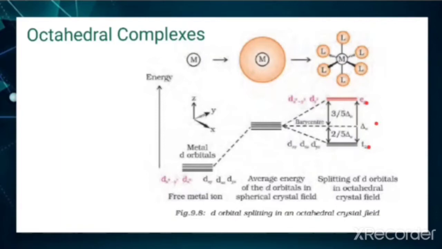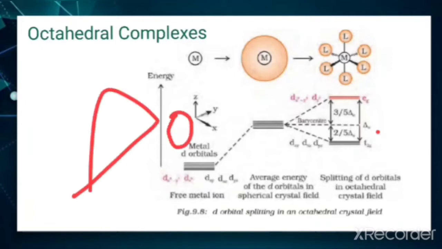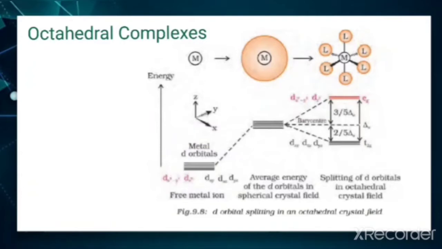Now when you look here, the separation of energy, that means the energy gap between these two sets, is represented by delta naught. This energy separation is denoted by delta naught, which is represented here in this diagram, and here the subscript O is referring to octahedral. That is why it is written as delta O. Here the O is representing octahedral. So the energy separation is represented by delta naught.